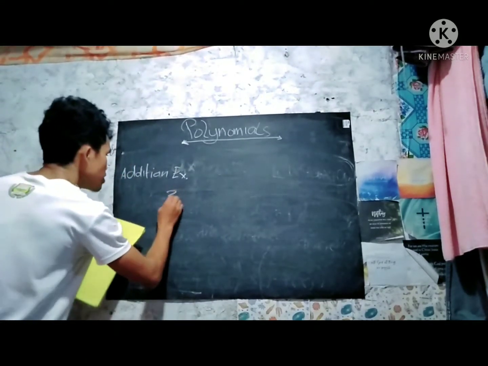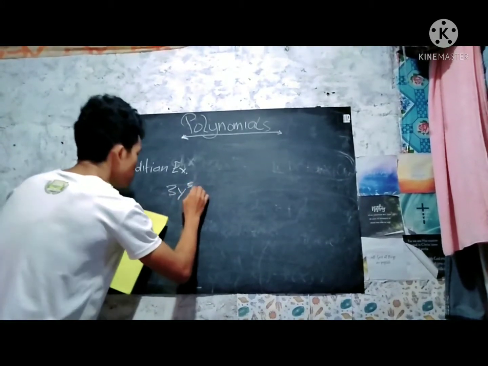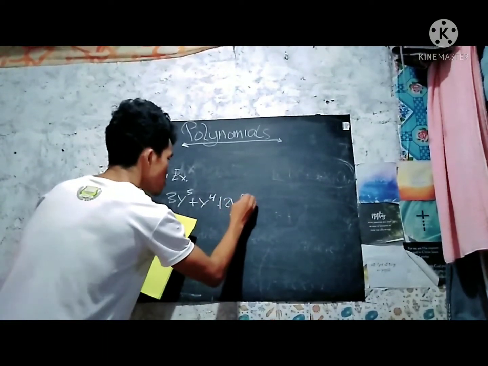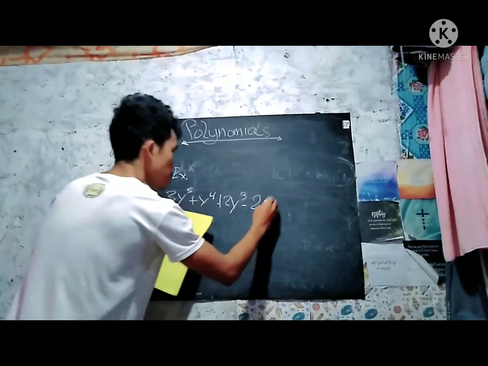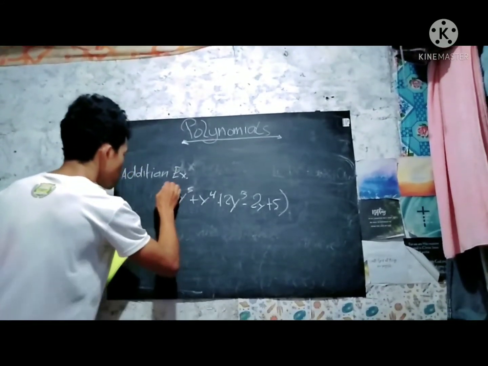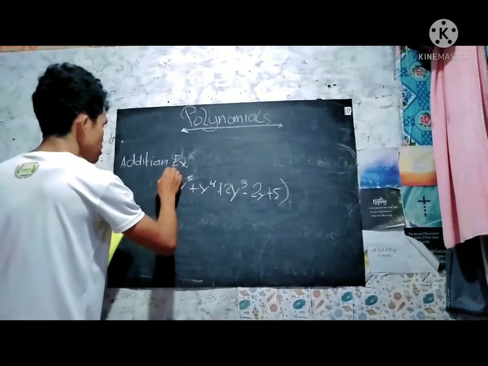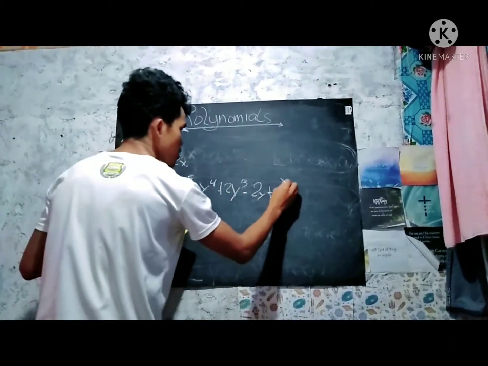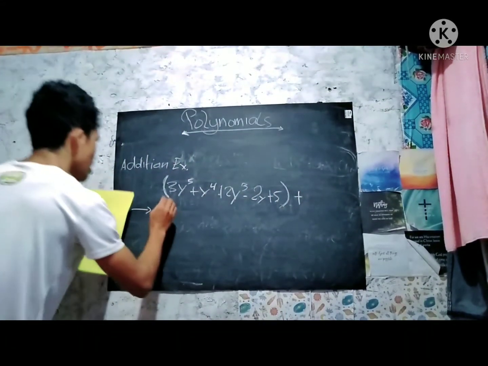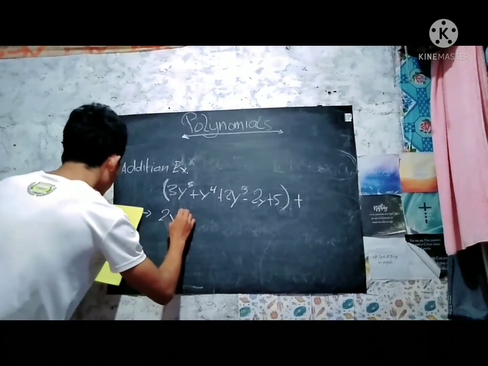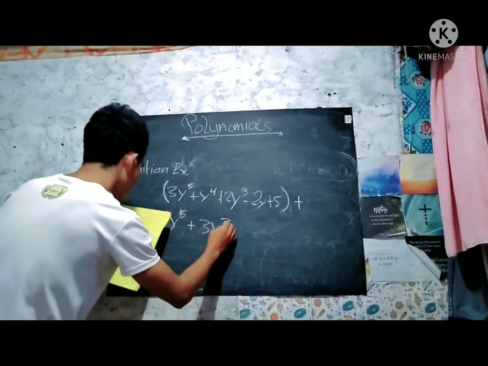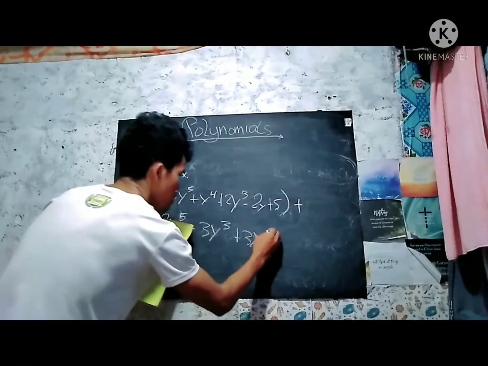Here is our example: 3y raised to the power of 5 plus y raised to the power of 4 plus 2y raised to the power of 3 minus 2y plus 5. This is our first equation. And the second one is the continuation: plus 2y raised to the power of 5 plus 3y raised to the power of 3 plus 3y plus 2.